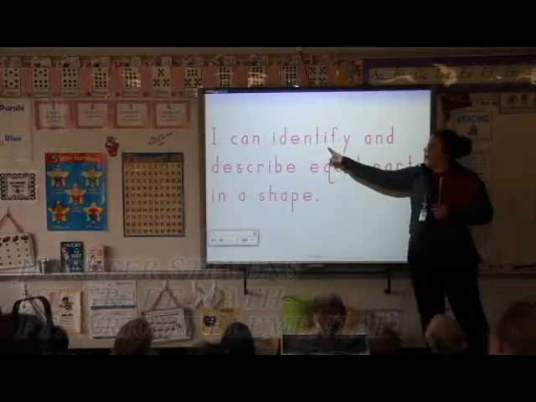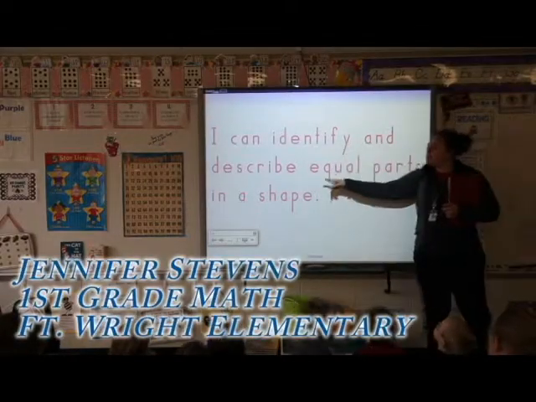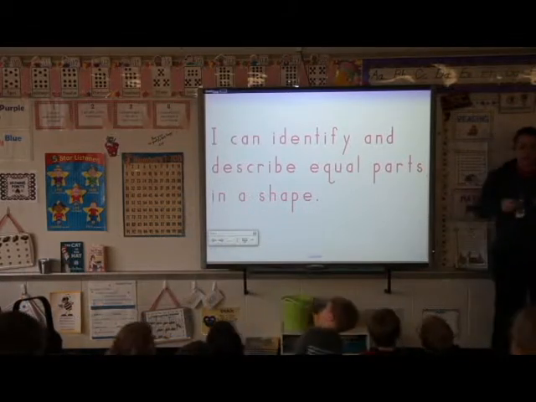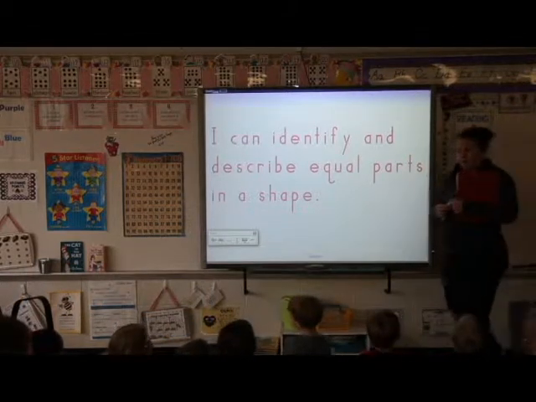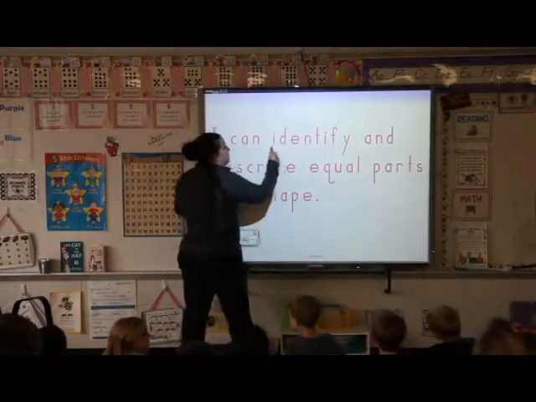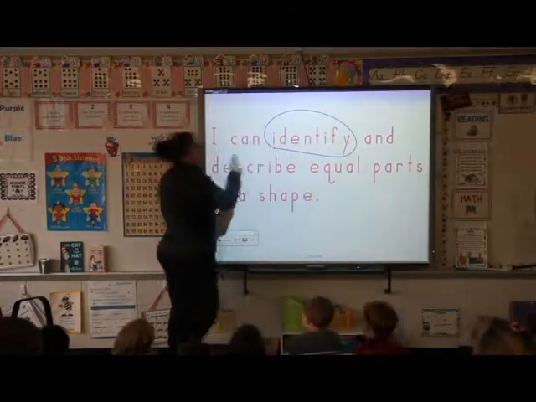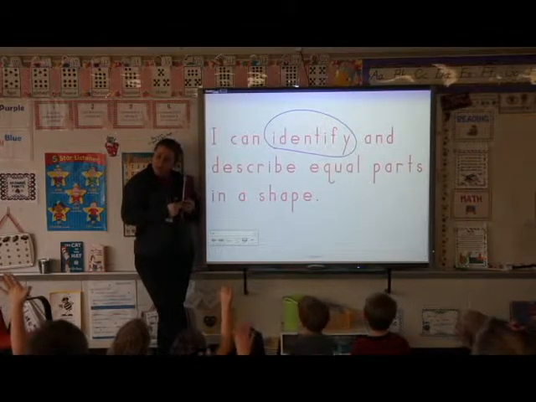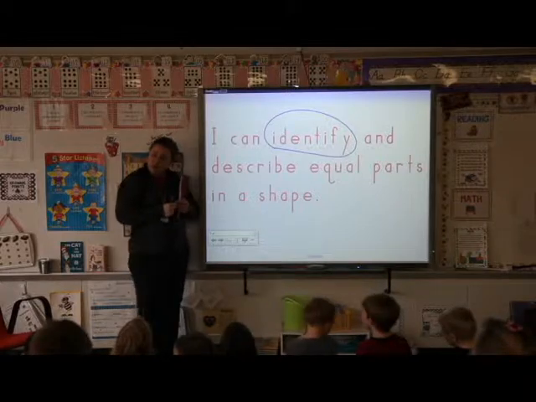Our learning statement is, I can identify and describe equal parts in a shape. Let's talk about that. What does that mean? I don't know. Let's look at it. The first word I can see is that big word. Identify. What's that word? Read it to me, and what does it mean? McKenna, what is that word? Identify. What does identify mean?